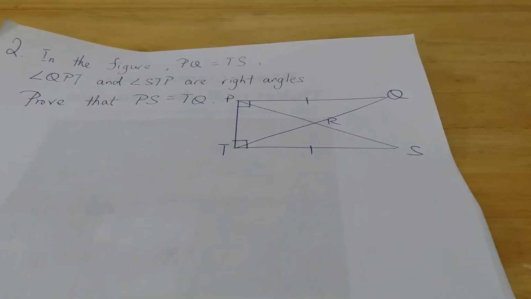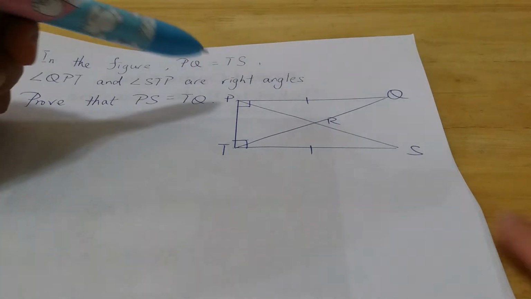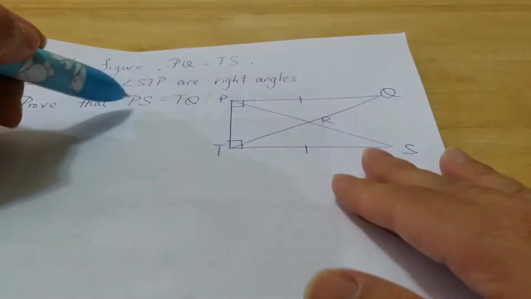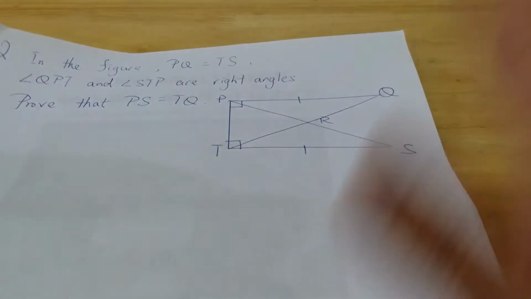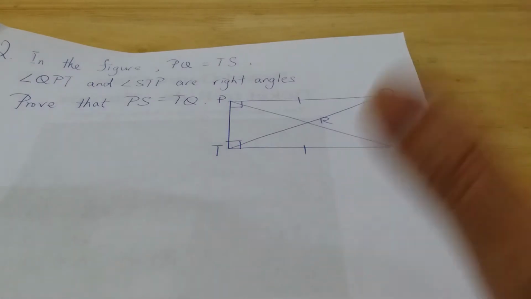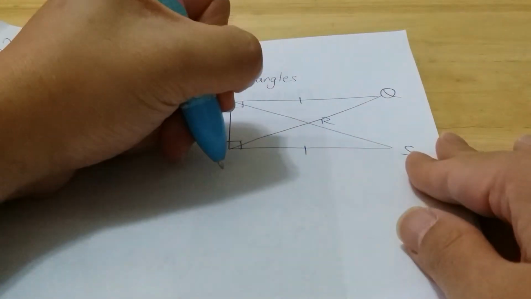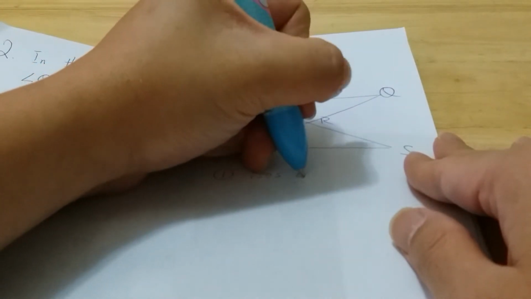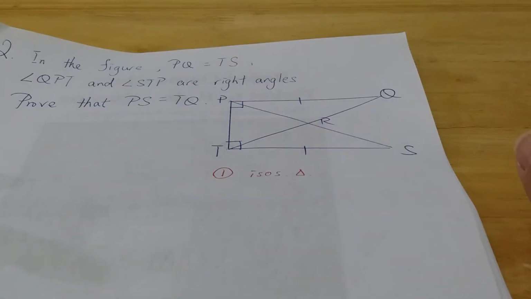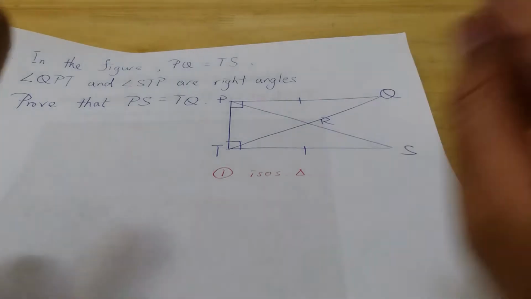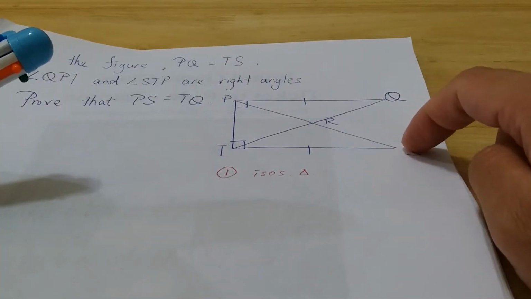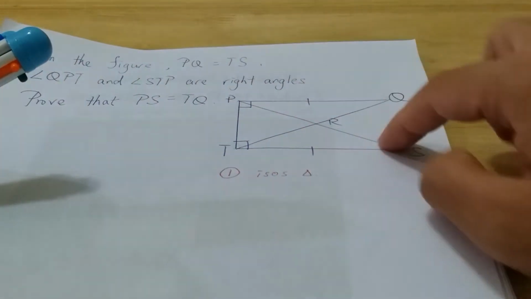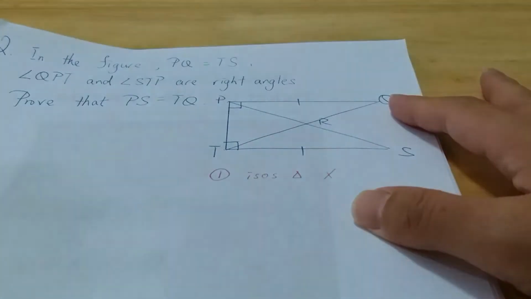Prove that PS equals TQ. That means we are going to prove that the cross lines are equal. To prove PS equals TQ, think about what you learned in your past 3 years. First of all, are they isosceles triangles? If we know the base angles of an isosceles triangle are equal, then we will have PS equal to TQ. But in this case it is a cross, not an isosceles triangle, so we will not use this one.